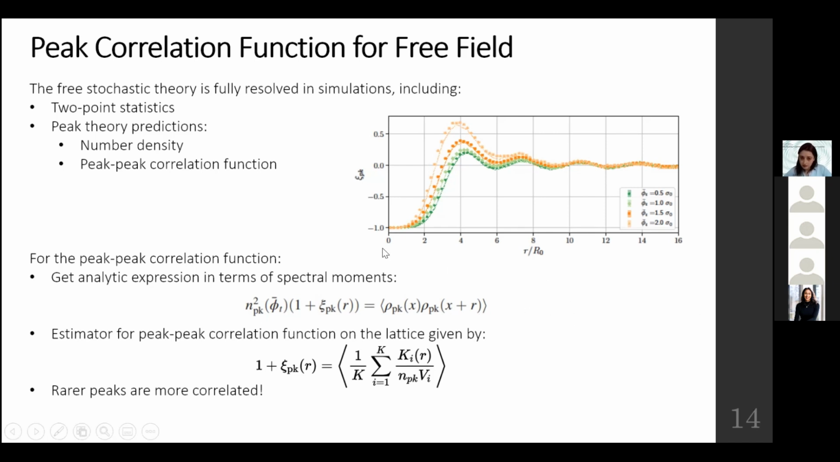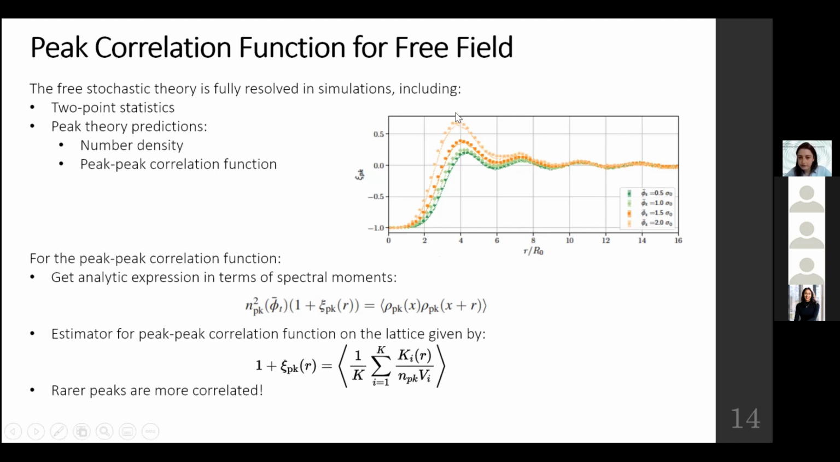So in this figure here, I'm showing the comparison between these two estimators. You can see the dots are the results from simulations, whereas the dotted curve underneath is the analytical prediction for 4 choices of peak height, of peak threshold. And the correlator is negative at very low separation equal to the smoothing scale R0. This means that there are no peaks to be found at separations lower than the smoothing scale. This is to be expected.